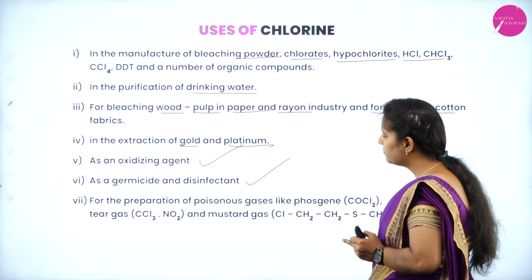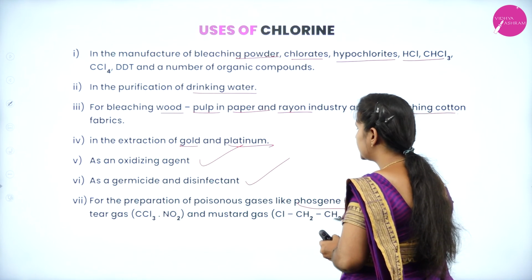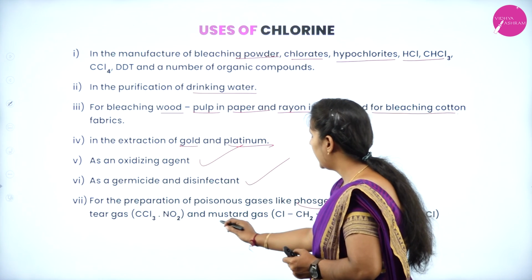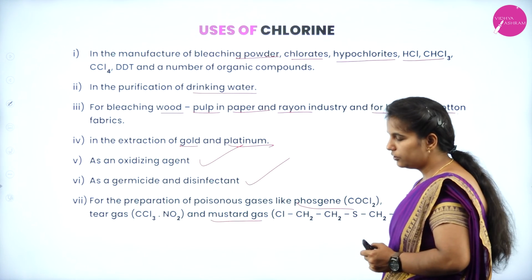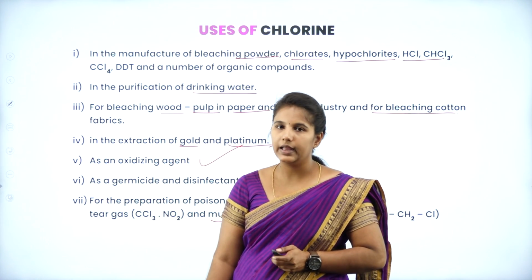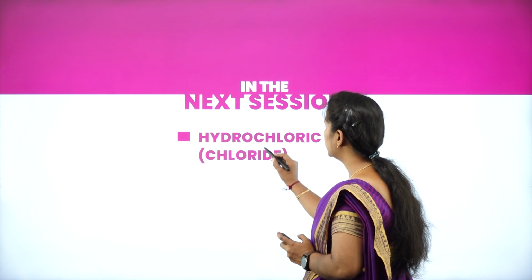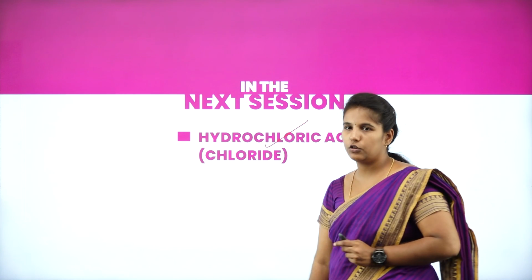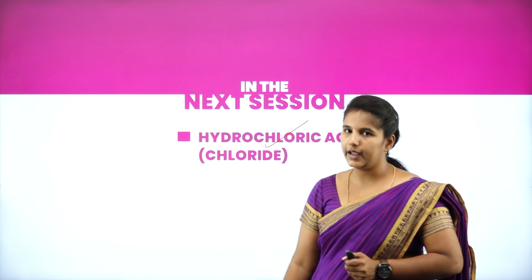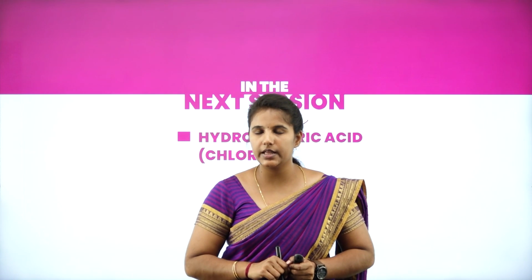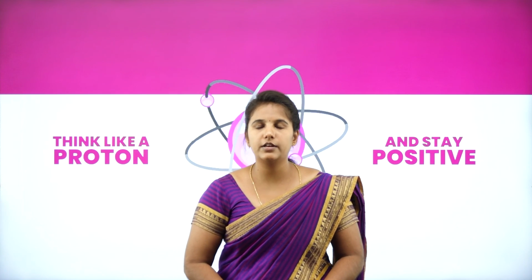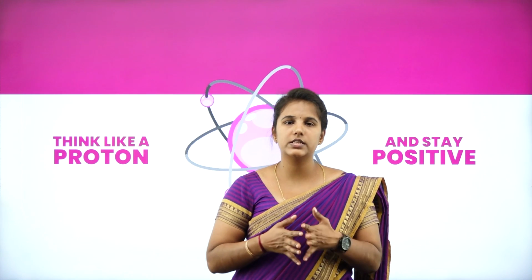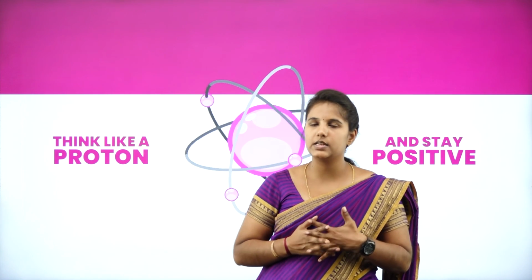For the preparation of many poisonous gases like phosgene, tear gases and mustard gases, we use chlorine gas. In the next session, one of the compounds of chlorine, that is hydrochloric acid, we are going to discuss. So, what all I covered in this session is very important from the examination point of view.